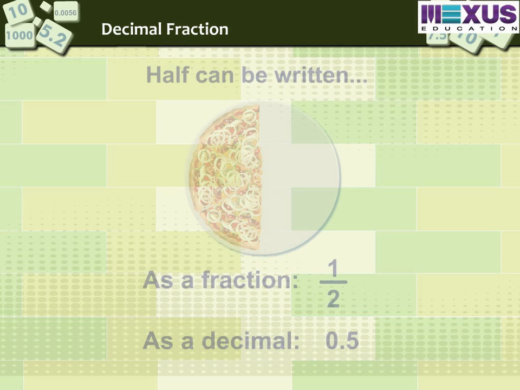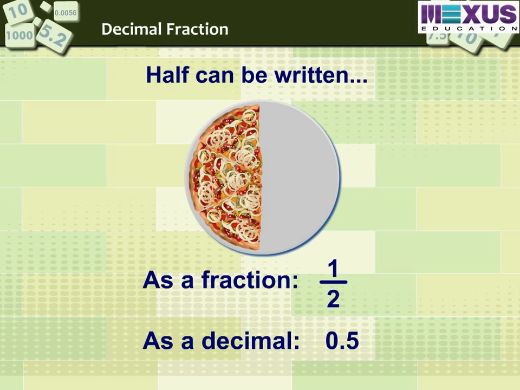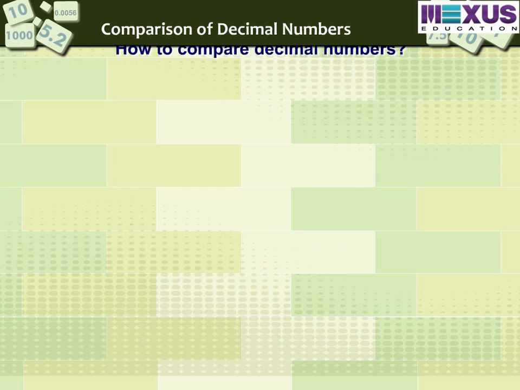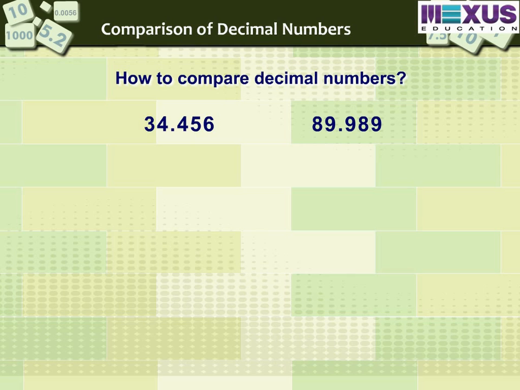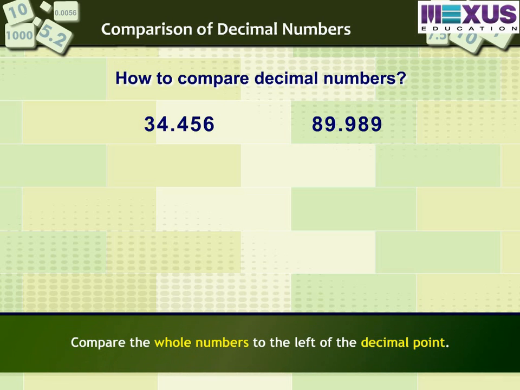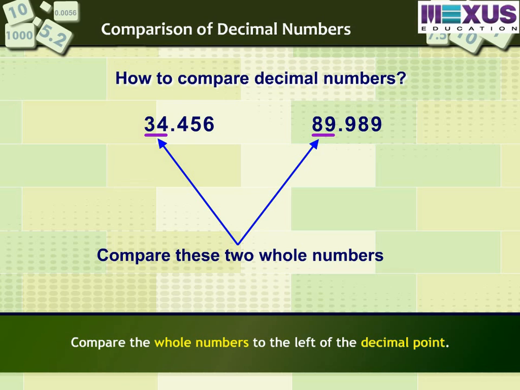Decimals and fractions are just different ways of showing the same value. A half can be written as a fraction, 1 by 2. As a decimal, 0.5. How to compare the decimal number? First, compare the whole numbers to the left of the decimal point. For instance, compare 34.456 with 89.989. If the whole numbers are not same, the smaller decimal number is the one with the smaller whole number.